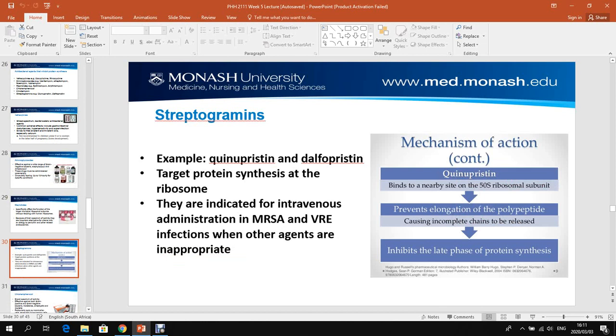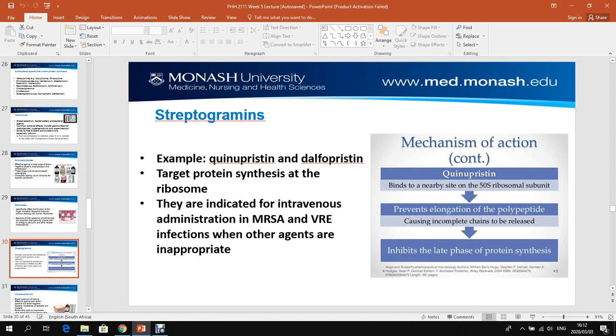Let's look at streptogramins. These are drugs that act by binding to the 50S ribosome subunit, and when they do that, they prevent the elongation of the peptide chain, causing incomplete chains to be released. Those incomplete chains are non-functional, so they become useless and cannot be used in the synthesis or well-being of microorganisms. They become non-functional proteins. An example is quinupristin or dalfopristin.